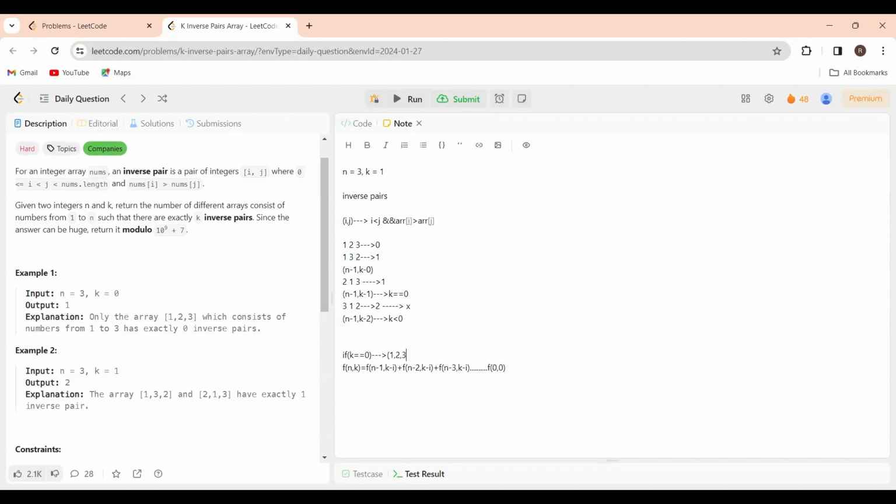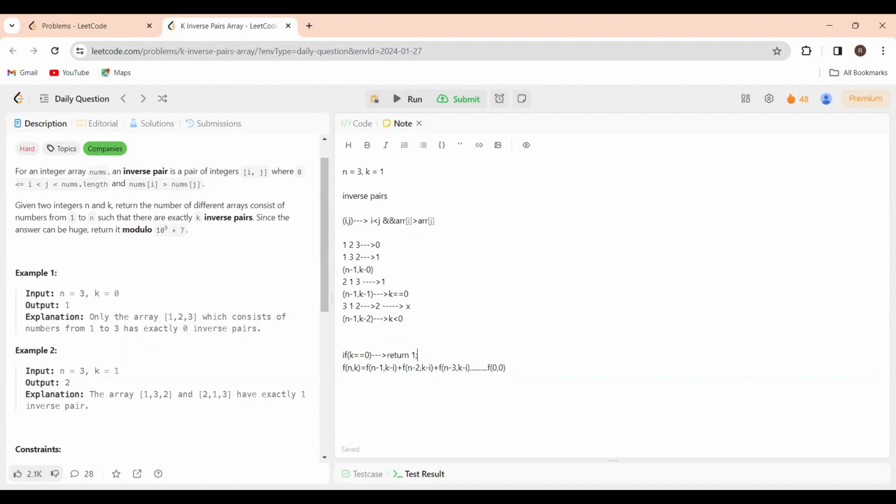So if n is 5, then the array will be in this way, right? There will be only one array which gives 0 inverse pairs. So whenever our k becomes 0, we need to return 1 in this case.